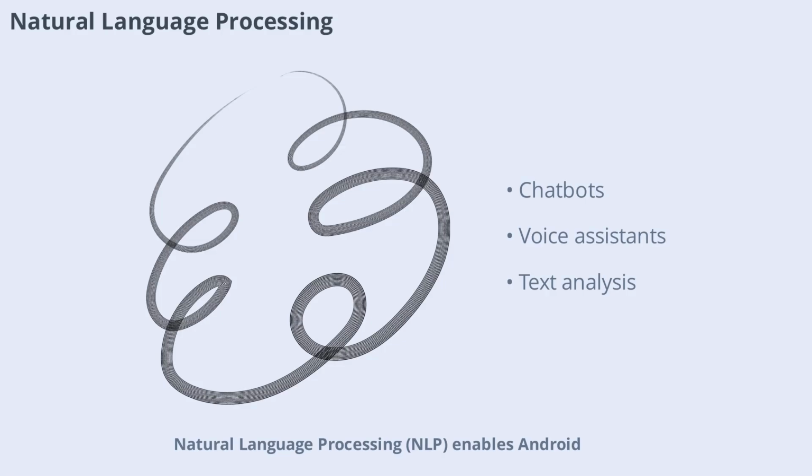Natural language processing, NLP, enables Android apps to understand and process human language. Use NLP for chatbots, voice assistants, and text analysis. Integrate libraries like ML Kit or TensorFlow Lite for language detection, sentiment analysis, and translation. NLP enhances user experience and enables innovative features, making your app more interactive and intelligent.